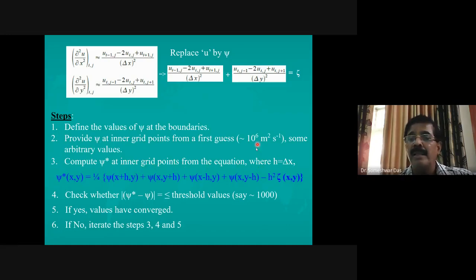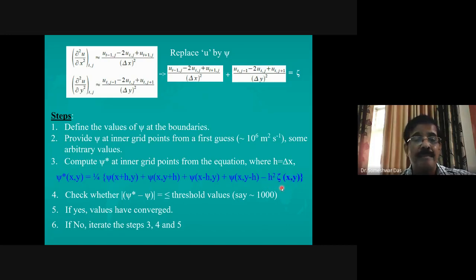With h equal to delta x, psi star, the new value of psi in iteration number 1 at the point x, y, is equal to 1/4 of this one, right? This one fourth is coming from the earlier expression which I showed you in previous slides. Psi at x plus h comma y, plus psi at x comma y plus h, plus psi at x minus h comma y, central difference, plus psi at x comma y minus h, minus h square, which is the delta x, your grid distance, times the relative vorticity at x, y.